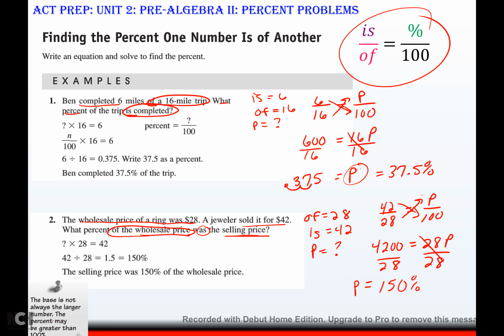You can have more than 100%. That means he more than doubled it. 100% would be if he sold it for 28, so 42 is over 100%.